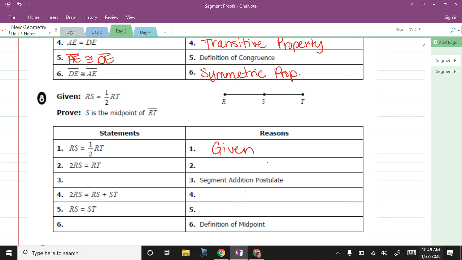All right, then the next one goes from this equation, RS equals 1/2 RT, to 2 times RS equals RT. How did they go from here to here mathematically? Multiply both sides by what? 2. Because if I multiply by 2 over here, they'll cancel out and have 2 times RS over there. So that is the multiplication property of equality, right?